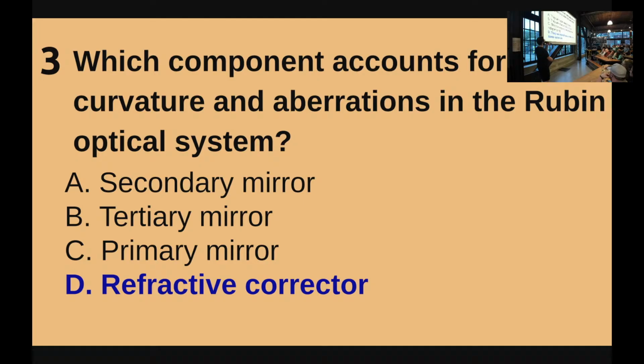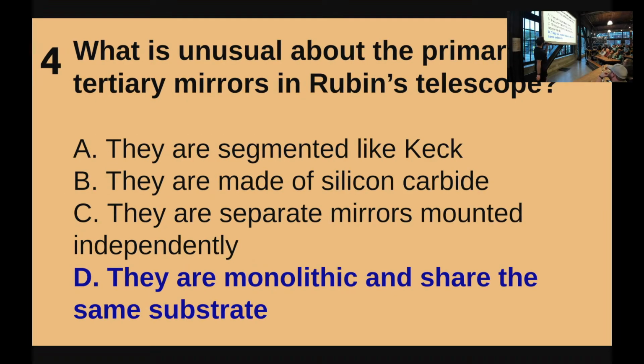Makes sense. Question 4. What is unusual about the primary and tertiary mirrors in Rubin's telescope? They are monolithic and share the same substrate. So they're made out of the same material, and they are physically connected inside the telescope. You have the secondary mirror up top, and then the primary on the edges, and the tertiary in the middle.